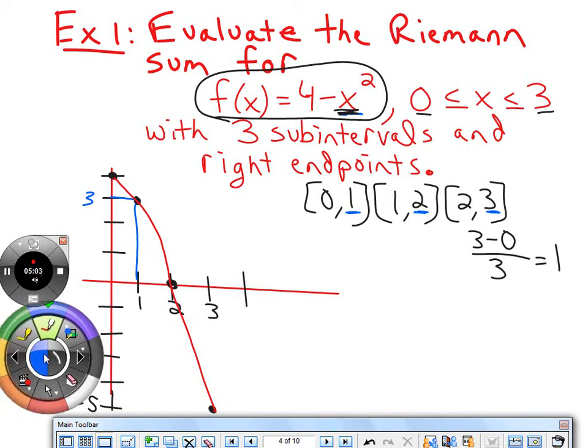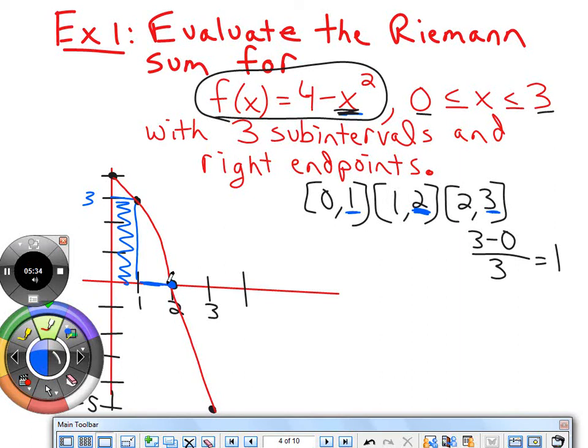Okay, so trying to find the area under the curve, I go from 0 to 1, I use the right endpoint, and then I draw my rectangles. There's one nice rectangle. Then I go to my next interval from 1 to 2, and I'm going to pretend like the height of my rectangle is whatever the y value is when I plug in the right endpoint. So I plug in a 2, and I get 0. So my rectangle is non-existent. It has no height. That's okay. That's what I use if I'm doing my right endpoints.